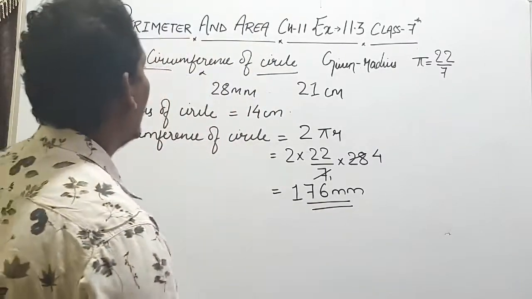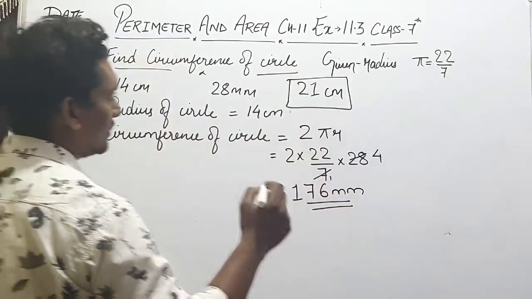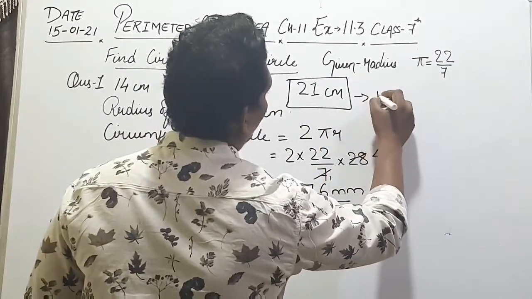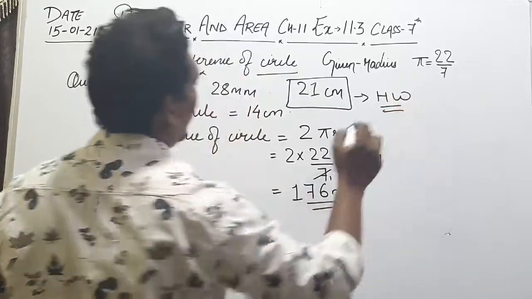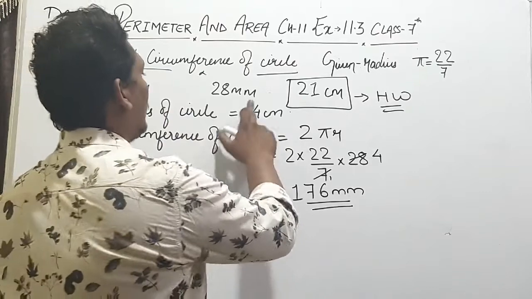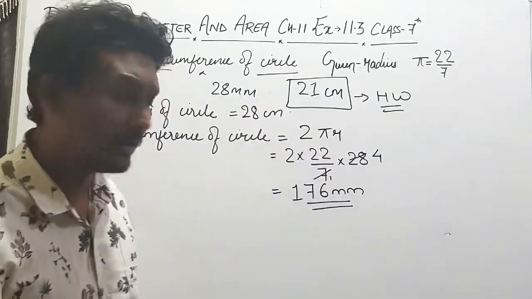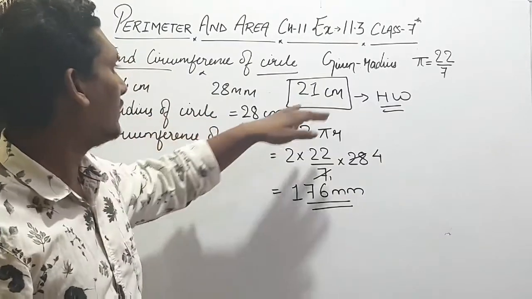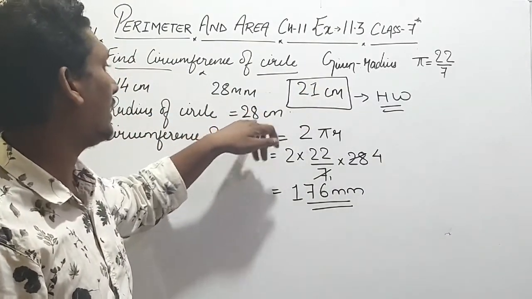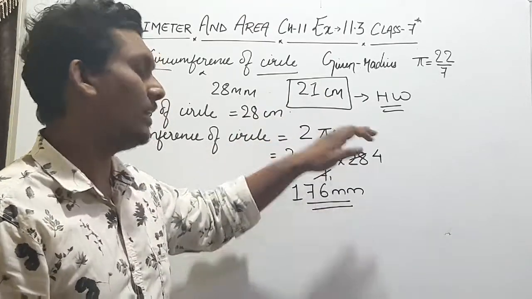Okay, this 21 centimeter, you have to do by yourself. This one is homework for you. Just simple, just write the radius. I have written 14 there, so in the place of 28, you can write 21. The circumference of the circle is given by 2 pi r.